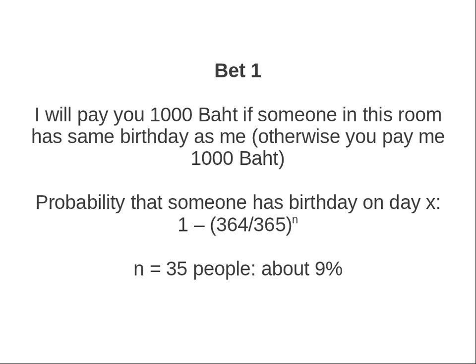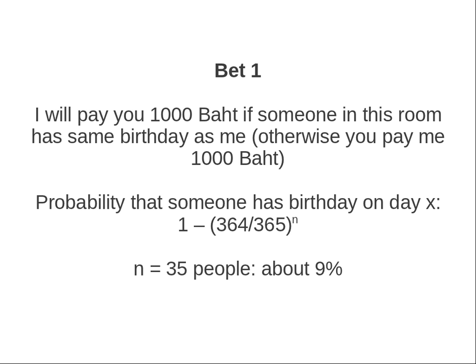Same for the second person. We'll not go through that. It turns out the chance that no one has the same birthday as me is 364 over 365 to the power of the number of people in the group. Let's say there are 35 people here, then n would be 35. The chance that someone has the same birthday as me is 1 minus the chance that no one does. If you put n equal to 35, the value is about 9%.